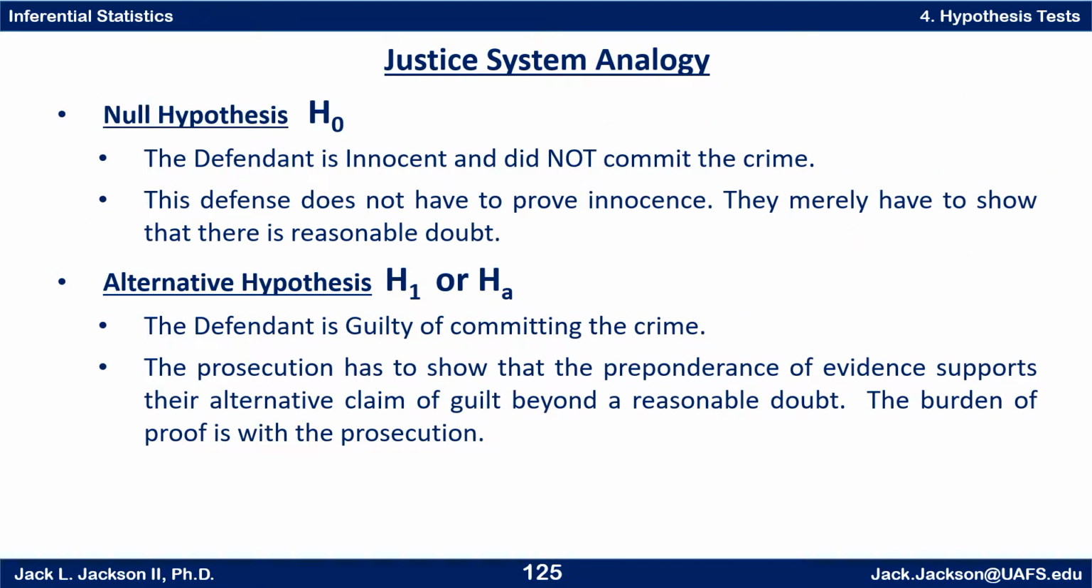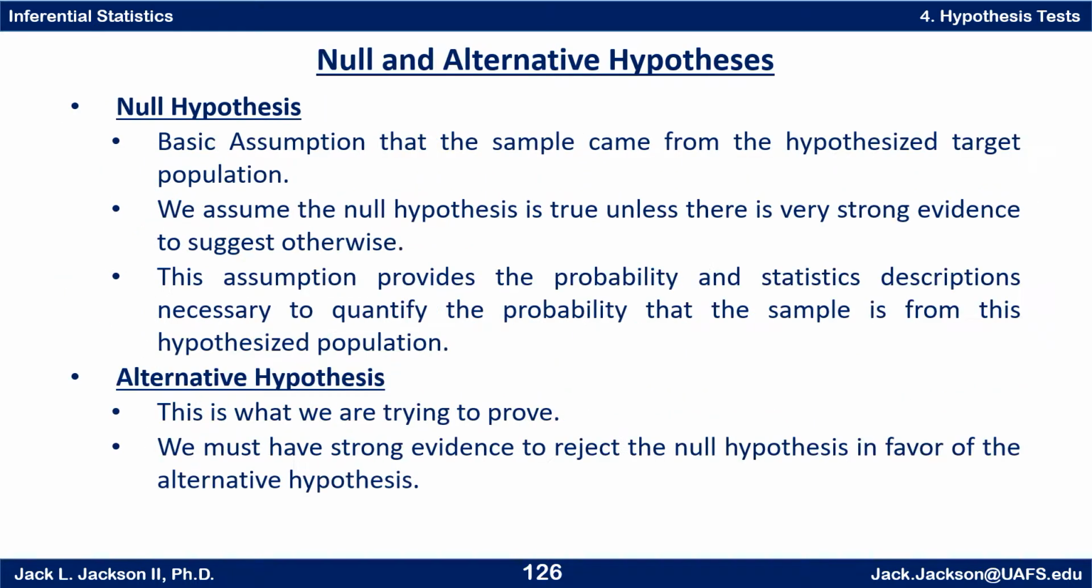So in the justice system analogy, the null hypothesis, H sub 0, is that the defendant is innocent and did not commit the crime. The defense does not have to prove innocence. They merely have to show that there is reasonable doubt. The alternative hypothesis is known as H sub 1 or H sub A. That is that the defendant is guilty of committing the crime in our analogy. The prosecution has to show that the preponderance of evidence supports their alternative claim of guilt beyond a reasonable doubt. The burden of proof is with the prosecution.